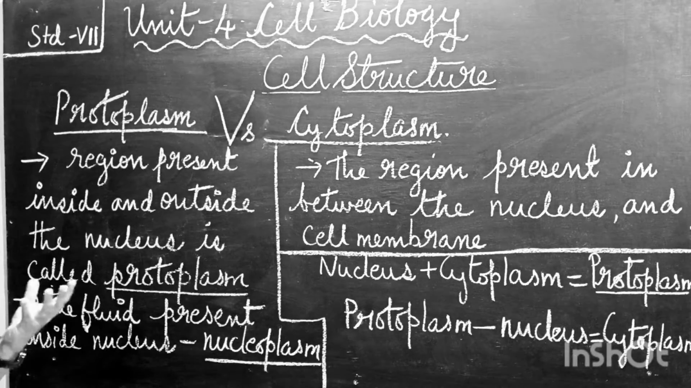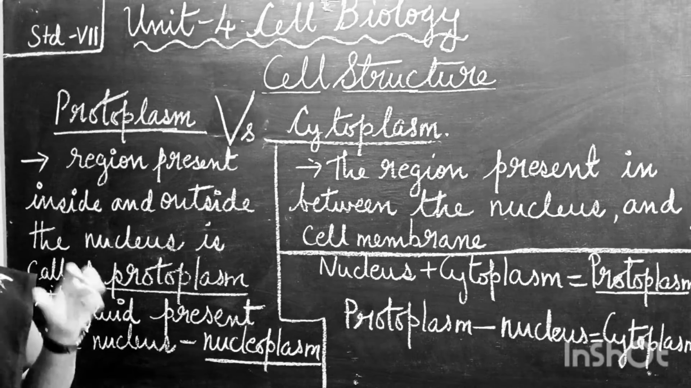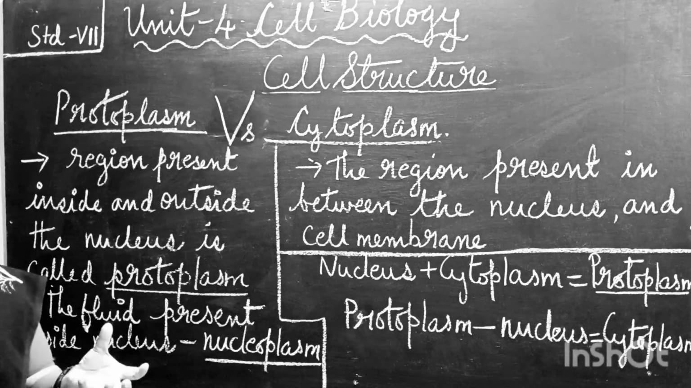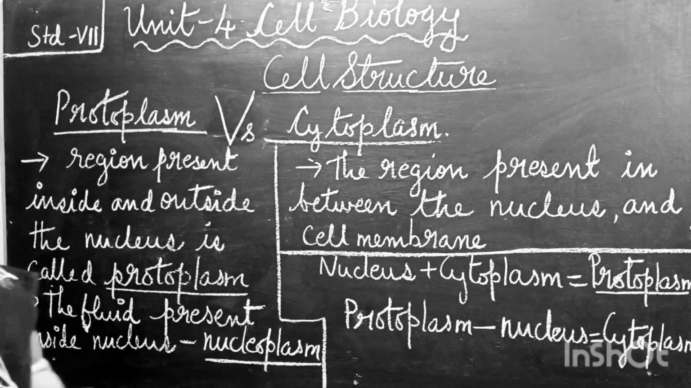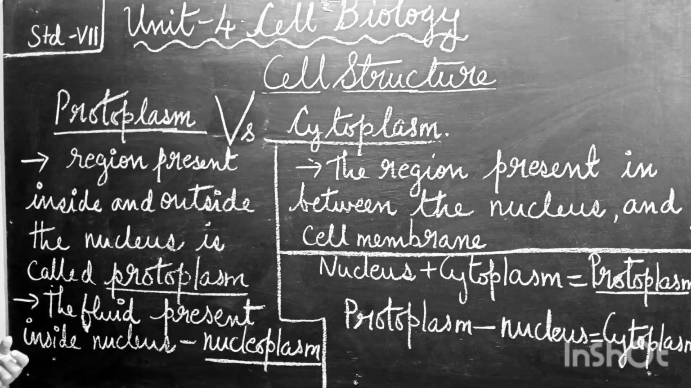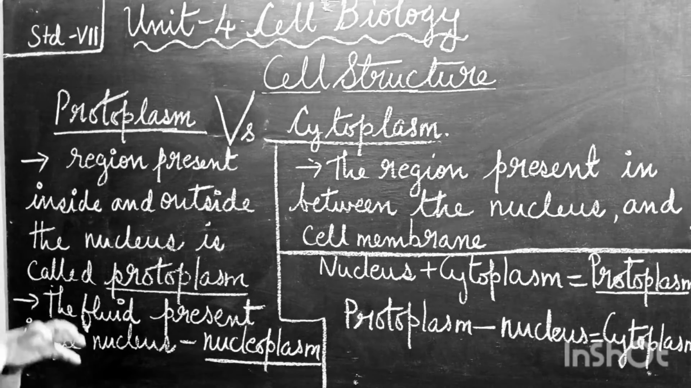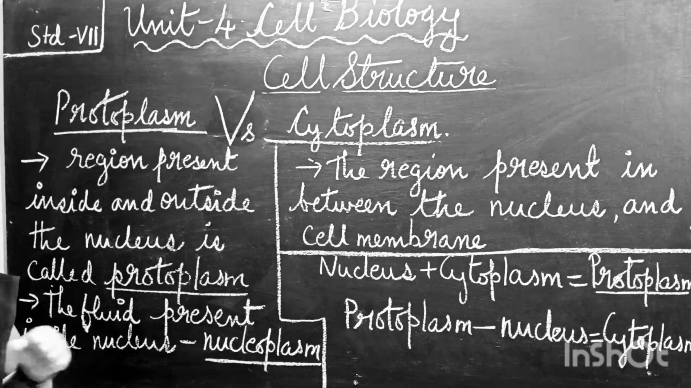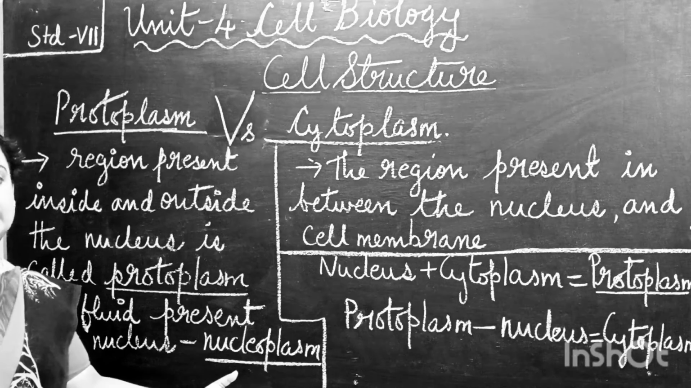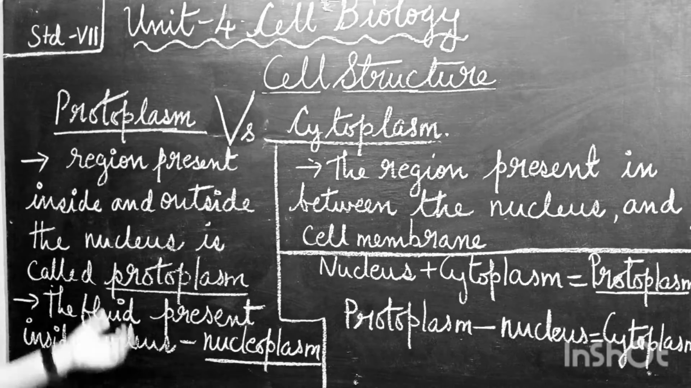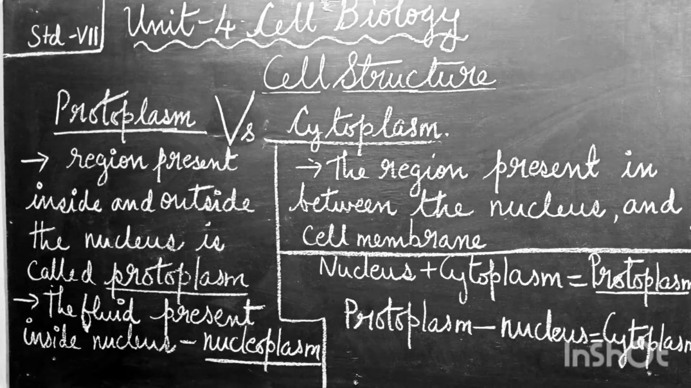Now what does this nucleus contain? Of course, nucleus is the center of the cell. This nucleus contains a fluid part. That fluid part is called nucleoplasm. The nucleus consists of nuclear membrane and it also has fluid content inside the nucleus. That fluid content is called nucleoplasm. Both nucleoplasm and cytoplasm together is called protoplasm.